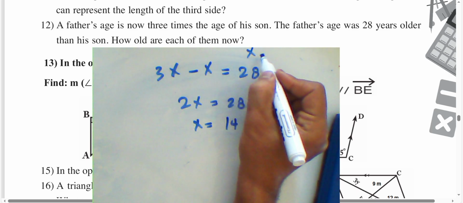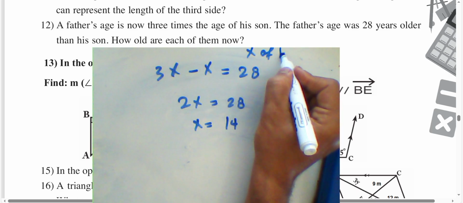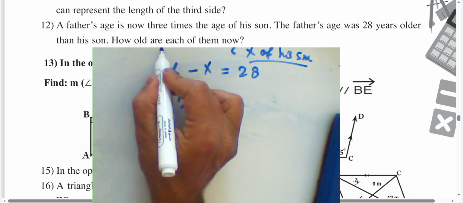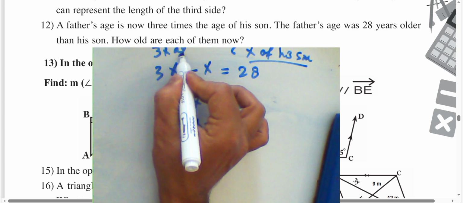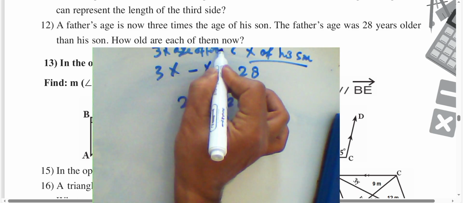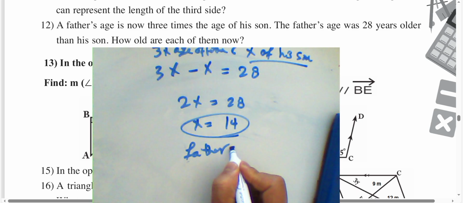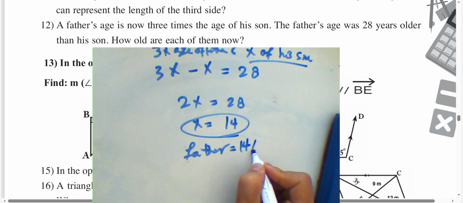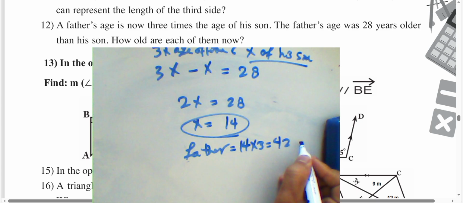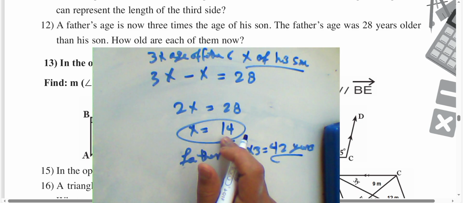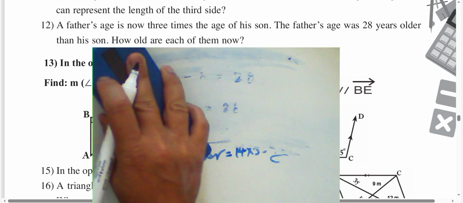X here is the age of the son, and the age of the father will be 3x. Then the age of the father equals 14 times 3 equals 42 years. Okay, the age of the father will be 42 years, and the age of the son will be 14 years.